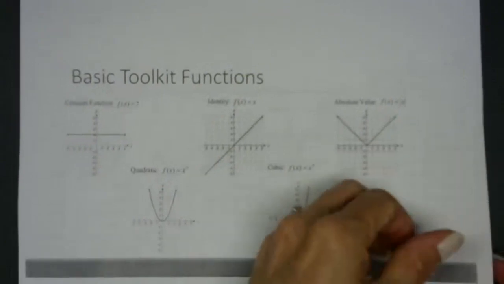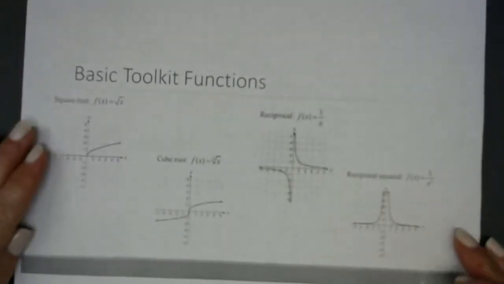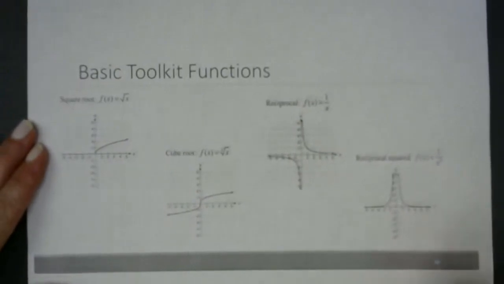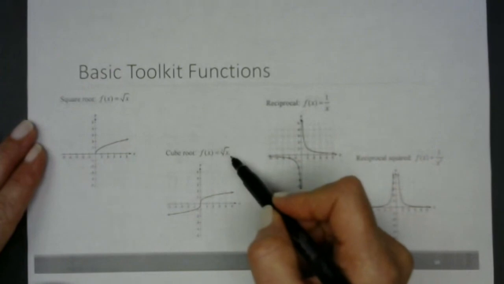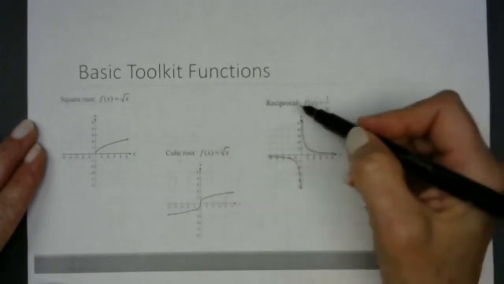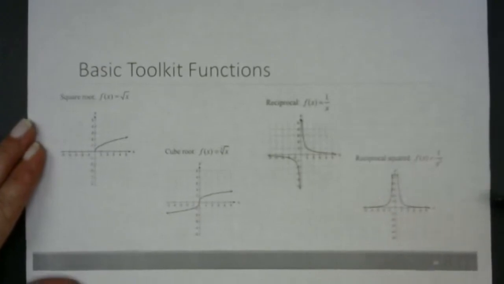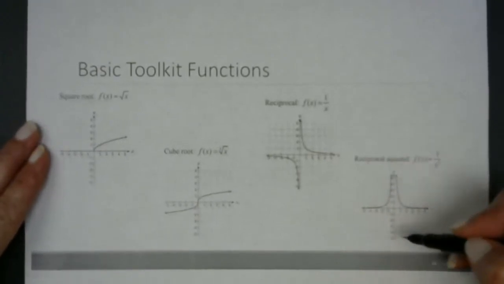All right, and then a few more. We've got the square root function. Looks like this, f of x equals the square root of x. We have the cube root function, f of x equals the cube root of x. Looks like that. The reciprocal function, f of x equals 1 over x. It's this guy. And then lastly, the reciprocal squared function, f of x equals 1 over x squared.